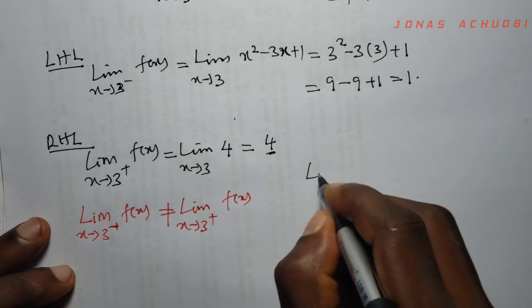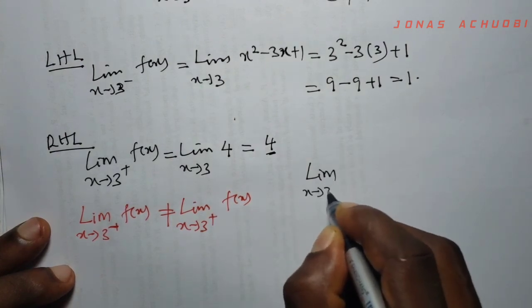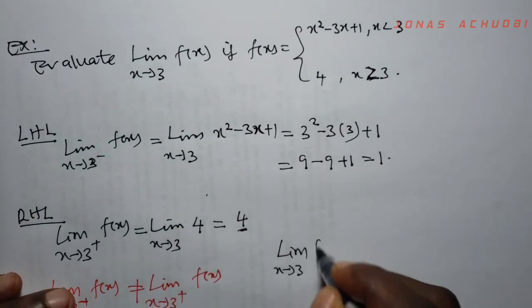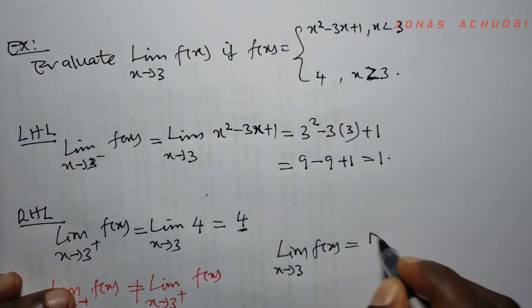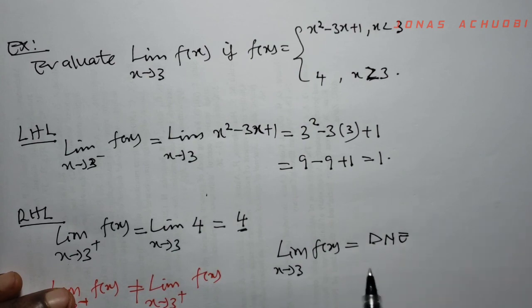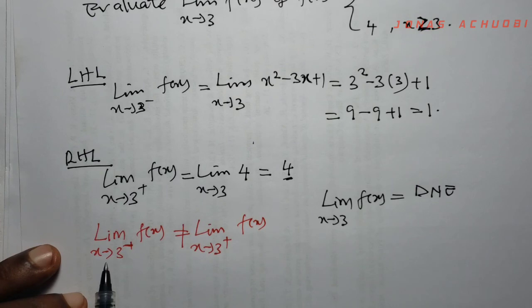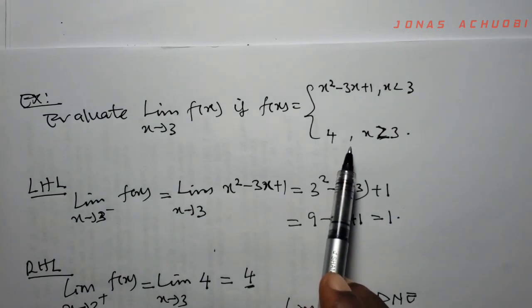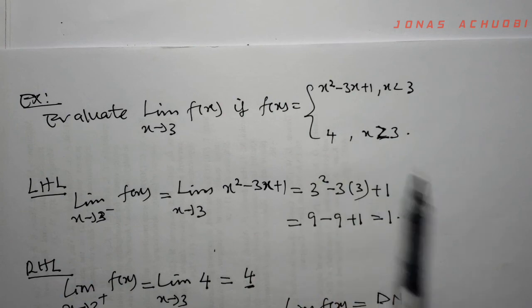We conclude that the limit as x tends to 3 of this function f of x is equal to DNE. This stands for does not exist. So this tells us that if the left-hand limit of the function exists and the right-hand limit of the function also exists, as long as the two limits are not the same, it will imply that the limit of the function in question does not exist.